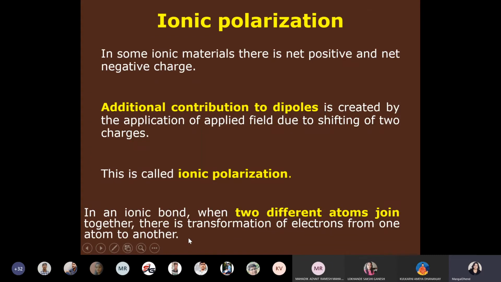Okay. Now ionic polarization. In the case of ionic polarization, in some ionic materials there is a net positive and net negative charge. NaCl, HCl, you can consider any ionic material.